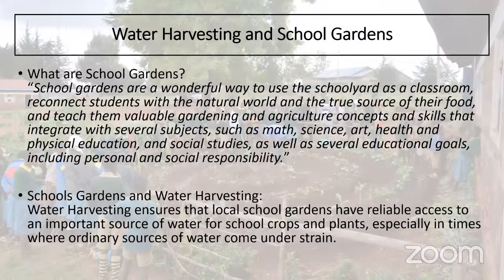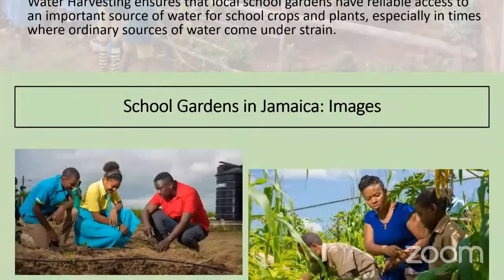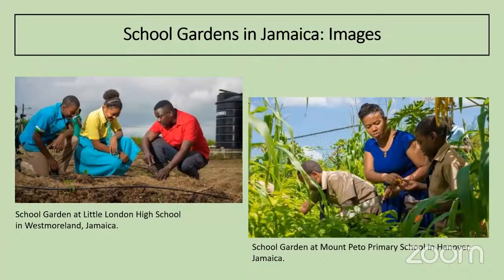Let's just say that there is a cutoff of supply of food. You can turn to your school garden to make up for that shortfall. Now, school gardens and water harvesting. Water harvesting ensures that your school garden has reliable access to an important source of water for the crops and plants, especially in times when your ordinary source of water comes under strain. These are examples of school gardens in Jamaica. The one on the left is at Little London High School in Westmoreland, in Western Jamaica, and the one on the right is at Mount Peter Primary School in Hanover, Jamaica.